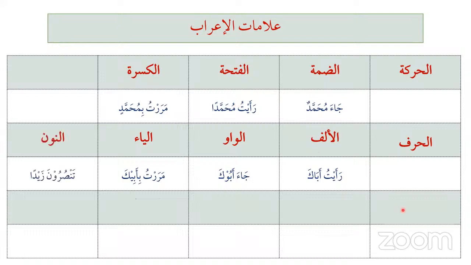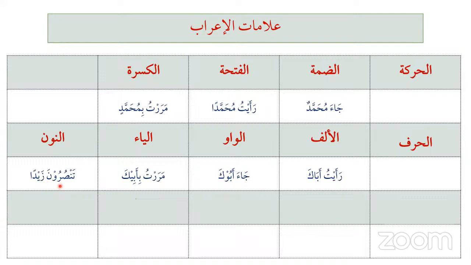Also, we have noon. So harf, we've got alif, waw, ya. Now I've just given an example of fi'l mudari here, because when it comes to fi'l mudari, the noon is the indicator that comes at the end. Tansuruna becomes the indicator of a word being in a particular state.